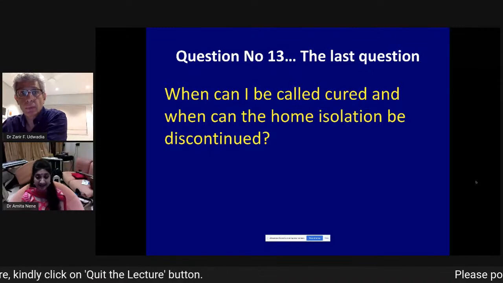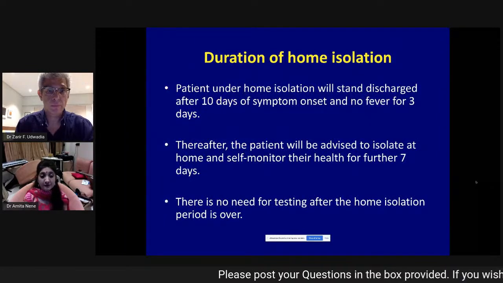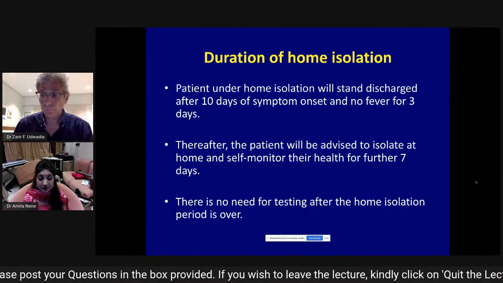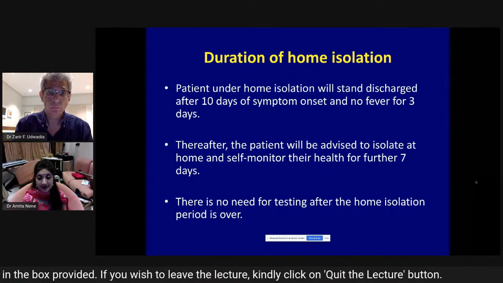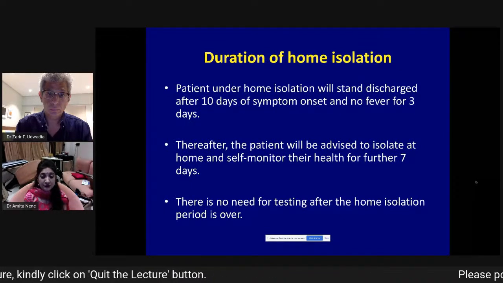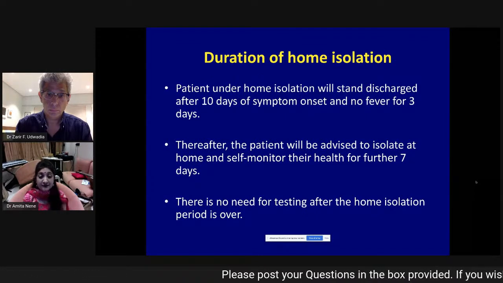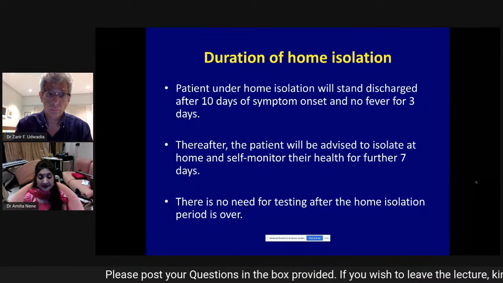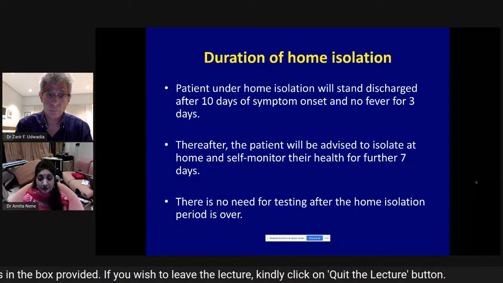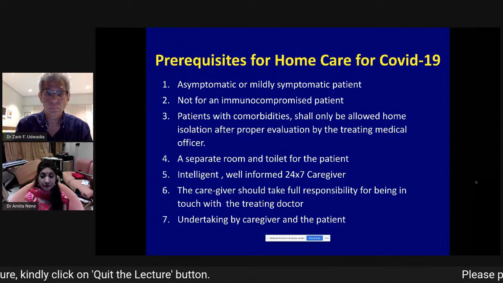And now the last question: when can I be called cured, and when can home isolation be discontinued? As per the ICMR guidelines, the patient under home isolation will stand discharged after 10 days of symptom onset and no fever for 3 days. However, it doesn't end there. Thereafter, the patient will be advised to isolate at home and self-monitor their health for a further 7 days. There is no need for testing after the home isolation period is over, and we don't need to repeat the RT-PCR.